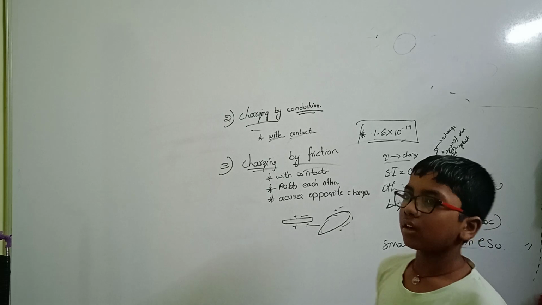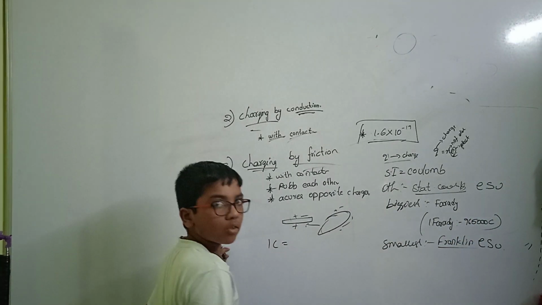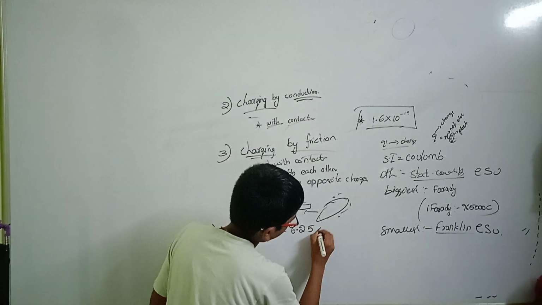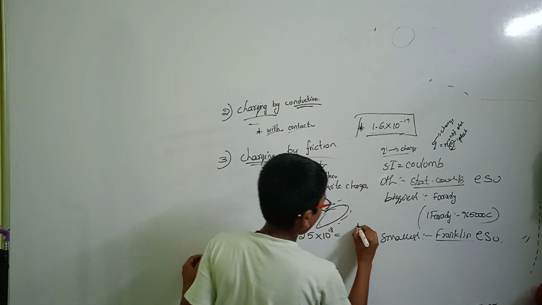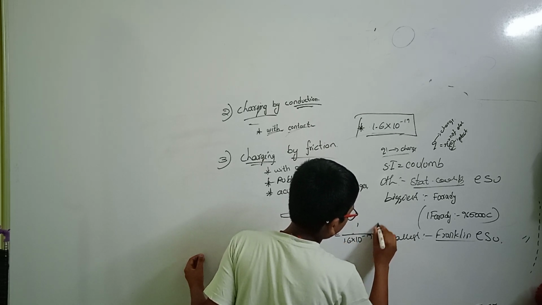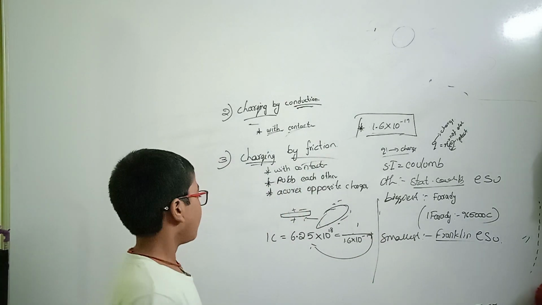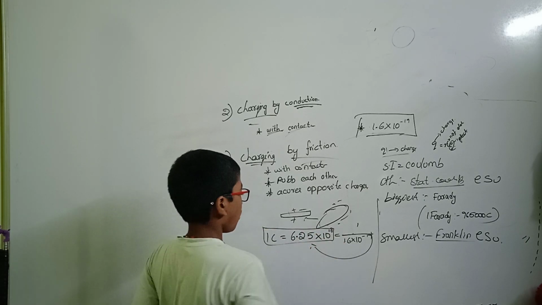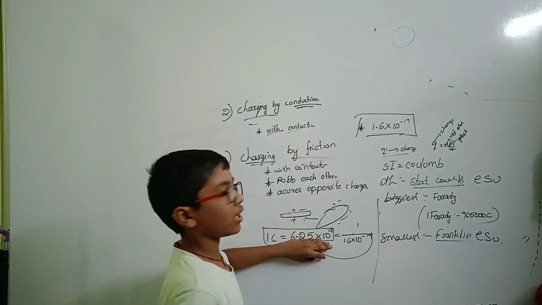And another main point: 1 coulomb equals this number of electrons, 6.25 into 10 power 18. How was this value obtained? 1 divided by e, that is 1.6 into 10 power minus 19. If you simplify this value, you obtain 6.25 into 10 power 18. This is the main value. If they ask 2 coulombs, it equals 2 into this value.